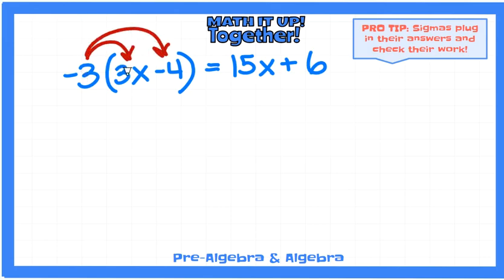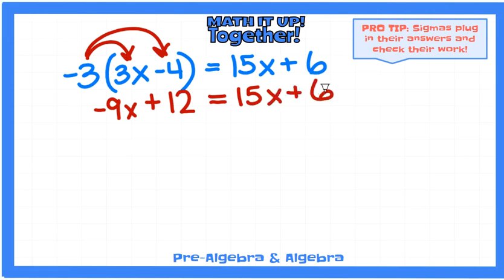So let's do that. -3 times 3x is -9x. A -3 times a -4 is a +12. Let's keep that equal sign and a line, and then we'll bring this down. Nothing to do here at this point. All right, now I'm in a position where both sides are simplified. There's nothing more I can do.